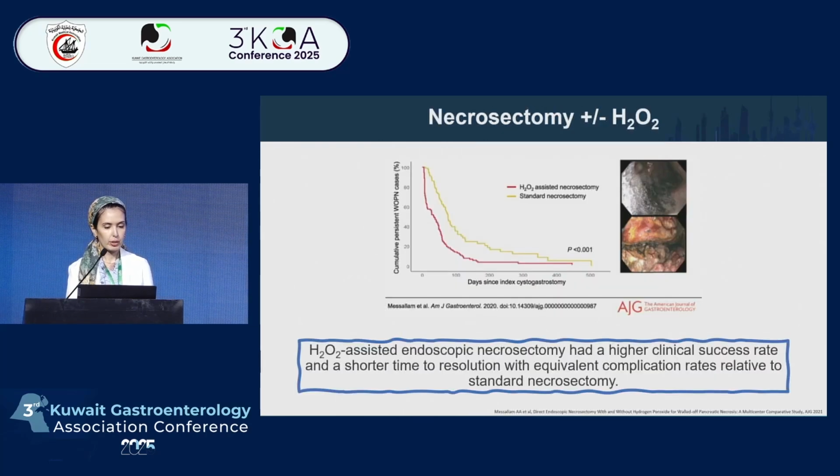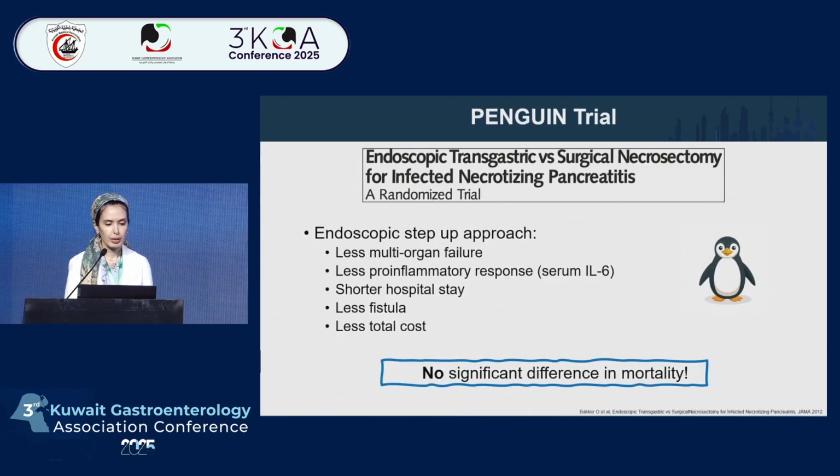Regarding hydrogen peroxide, it's a chemical that debrides solid components. This was a retrospective study with about 200 patients, and they found that using it during endoscopic necrosectomy had a higher clinical success rate and a shorter time to resolution relative to standard necrosectomy. This landmark trial, called the Penguin trial, compared endoscopic transgastric versus surgical necrosectomy for infected necrotizing pancreatitis. Briefly, there was no significant difference in mortality, but the endoscopic step-up approach led to less multi-organ failure, shorter hospital stays, less fistulas, and less total costs.